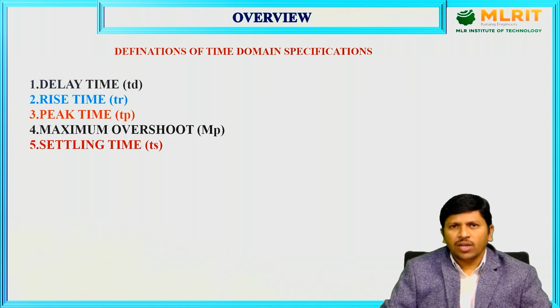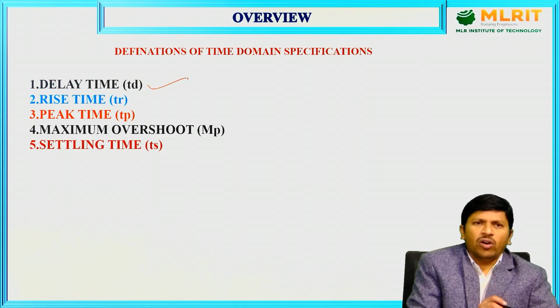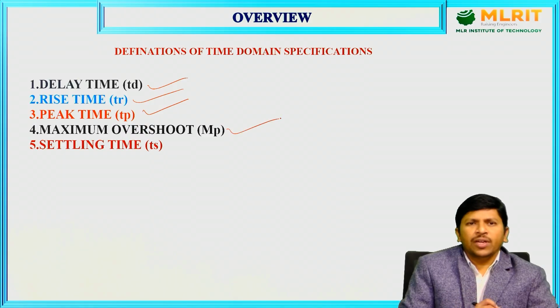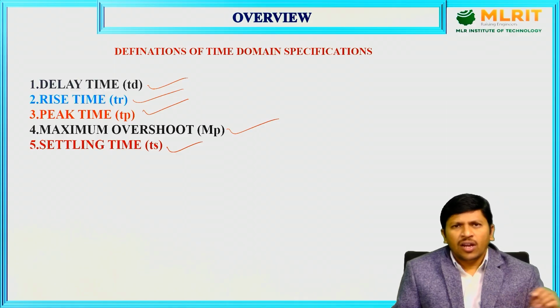Coming to today's session overview: what are the definitions of the time domain specifications, what is meant by time domain specification, and what time domain specifications are available in the time response. One is the delay time, the next is the rise time, third is the peak time, fourth is the maximum peak overshoot or maximum overshoot, and fifth is the settling time. All these are the time domain specifications. Now we are going to see them one by one.